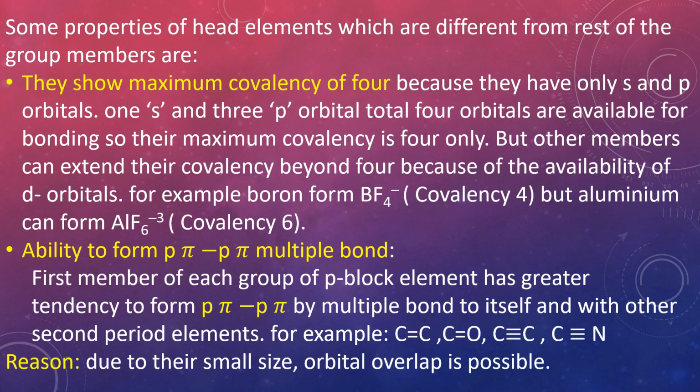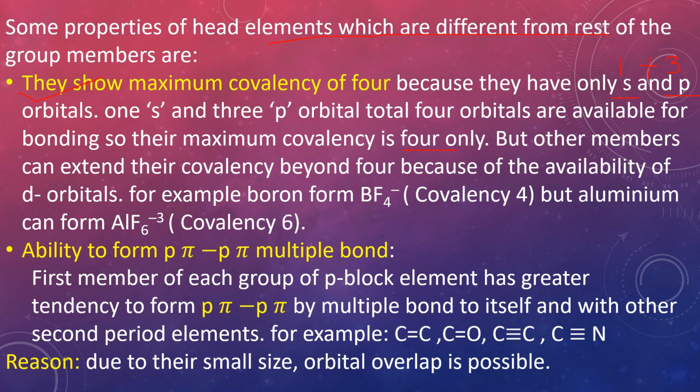Now some properties of the head elements which are different from the rest of the group members are, the first property is they show the maximum covalency of 4. Covalency you can understand by how many bonds they form with the central atom. So if I am talking about the head element, they have only s orbital and p orbital because d orbitals are not present. So 1 s orbital and 3 p orbitals. Total orbitals available for bonding are 4. So the maximum covalency of head element is 4 only. Right. So they show the covalency of 4.